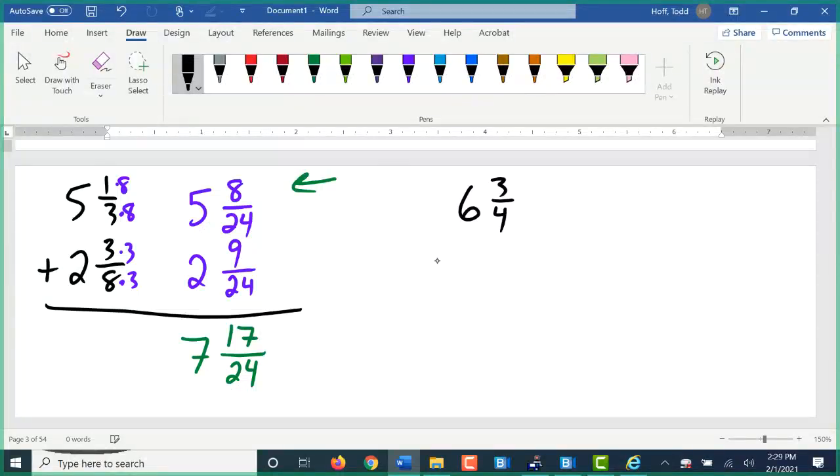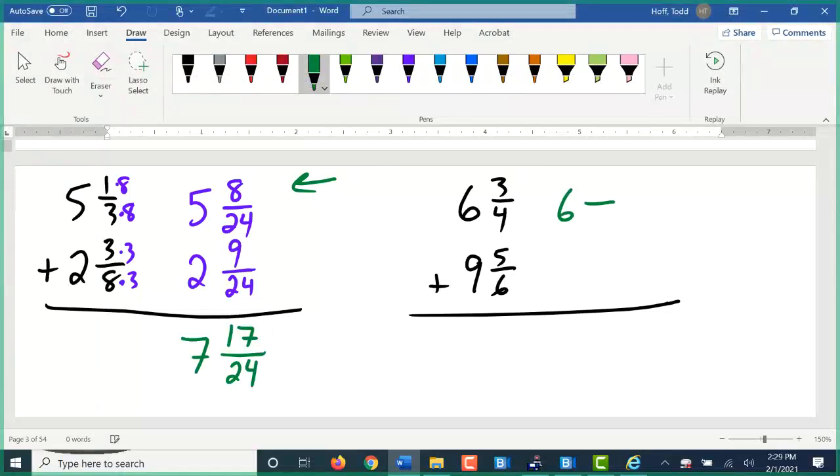6 3/4 plus 9 5/6. Now we need a common denominator. With 4 and 6, what's it going to be? 12. 12 will work. 4 is multiplied by what to make 12? 3. What's 3 times 3? 9. 6 is multiplied by what to make 12? 2. So 5 times 2? 10. Now we go to add here.